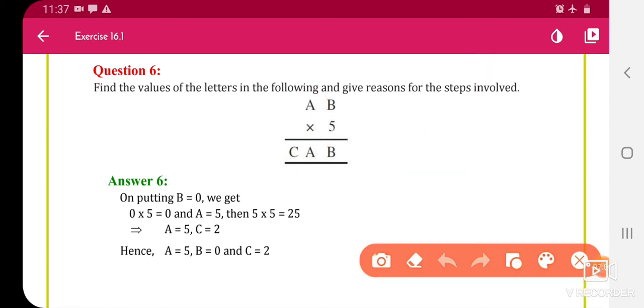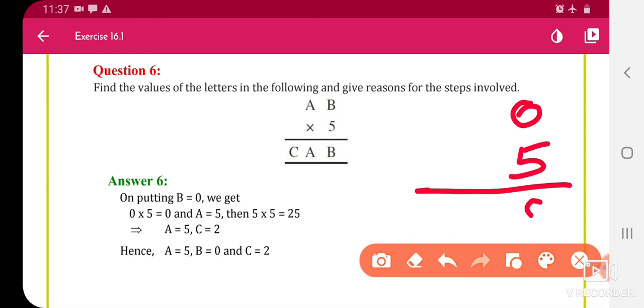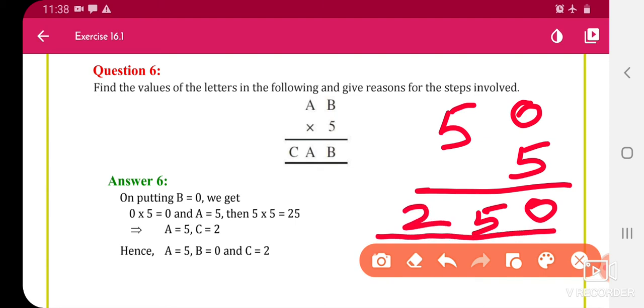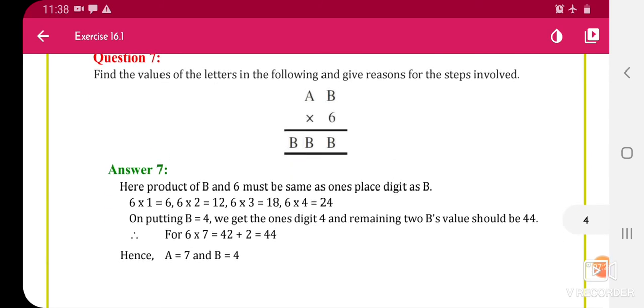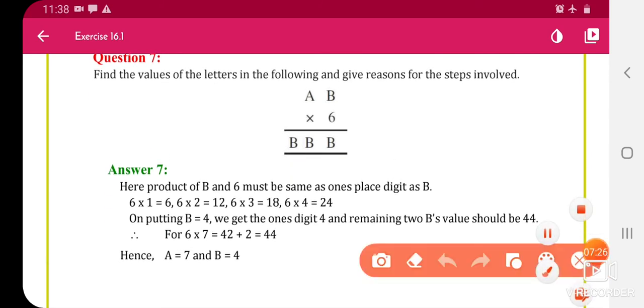So the answer is, when we put 0 here and 5, 0 into 5 is same 0, and when we put 5 here, 5 fives are 25, carry 2. Okay, so the answer is this. The value of B is 0, A equal 5 and C equal 2. Okay, question number 7. Find the value of letters in the following.